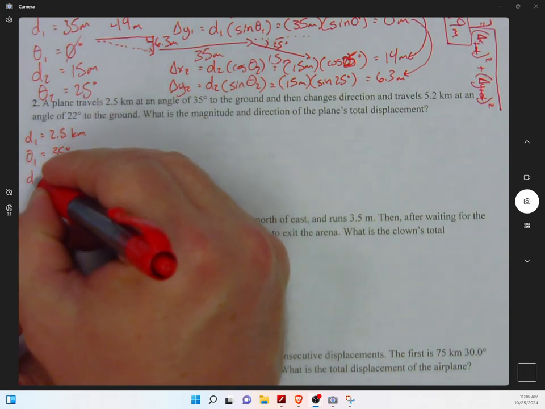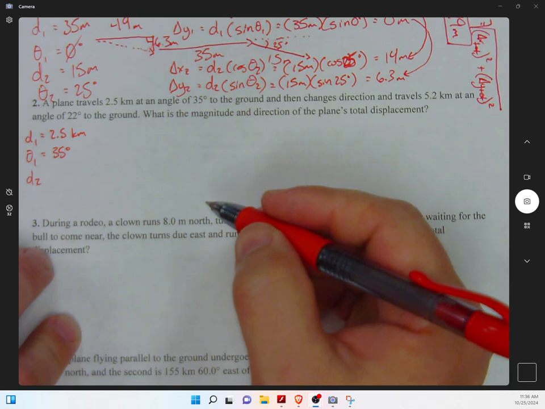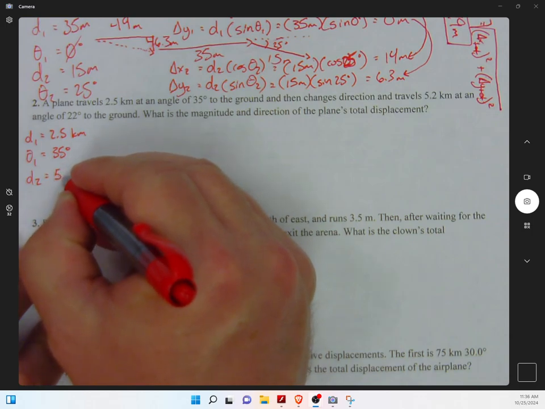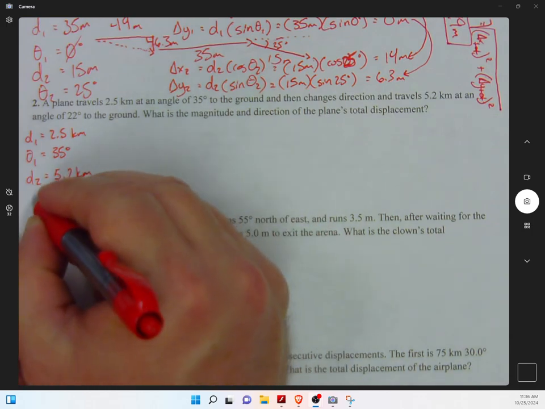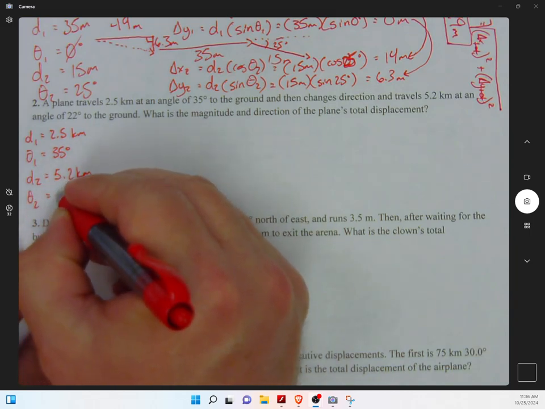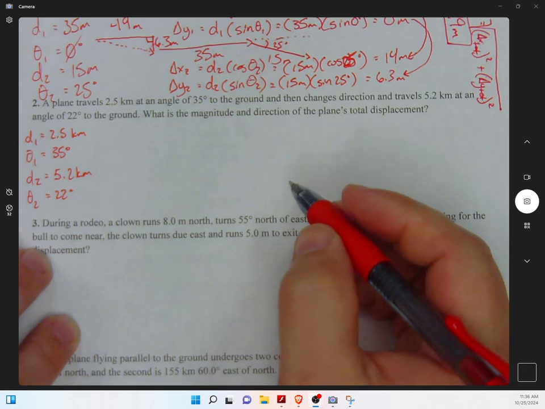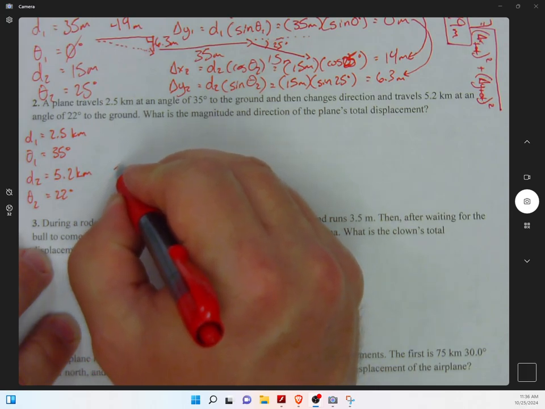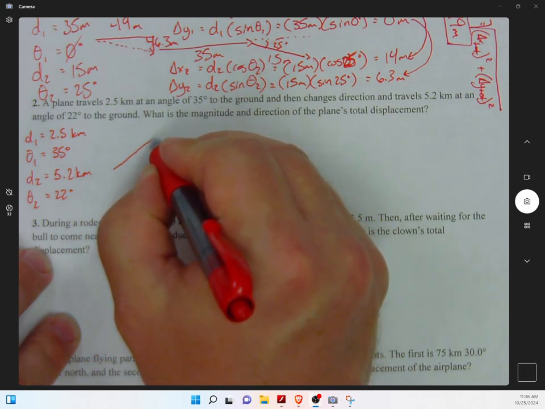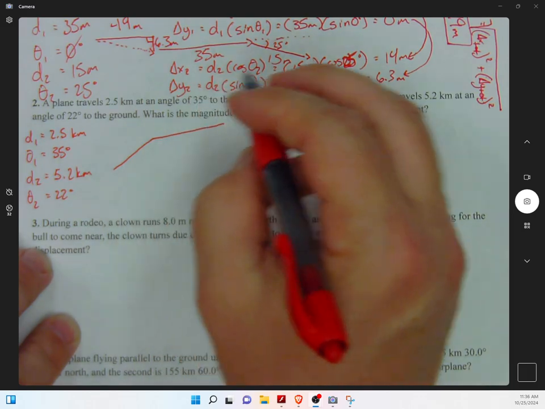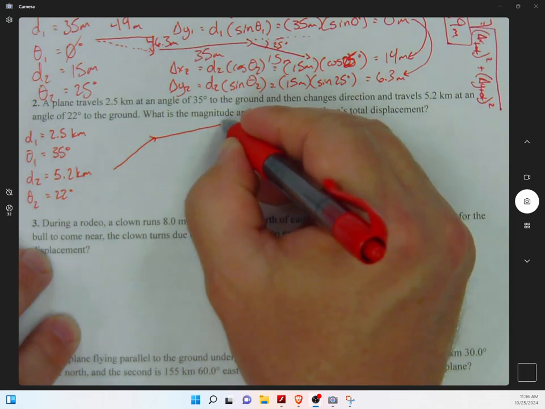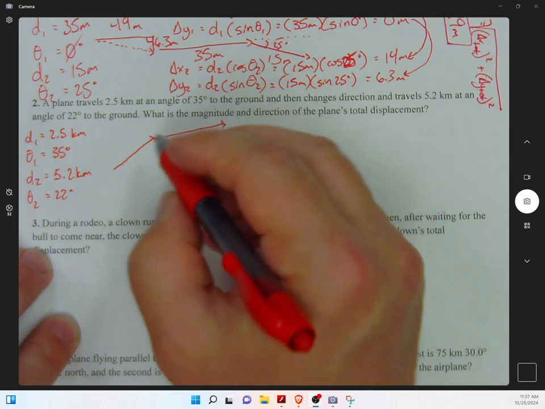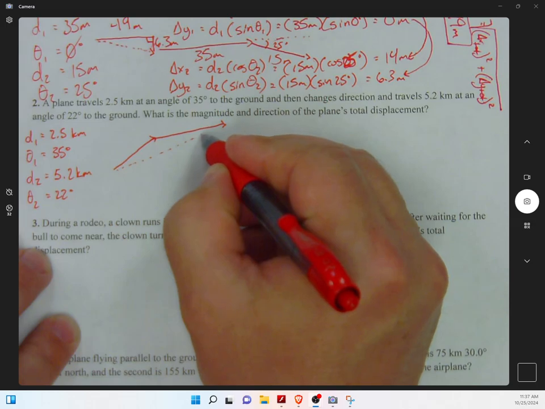And then for the second portion of the ascent, it's not quite as extreme of an angle, but we'll be moving for a longer period of time, 5.2 kilometers at an angle of 22 degrees. Let's see if I can represent this. So a little bit of a steeper angle, and then not quite as steep an angle, but a little bit longer. What is the magnitude and direction of the plane's total displacement? Again, we're trying to find that bad boy right there.